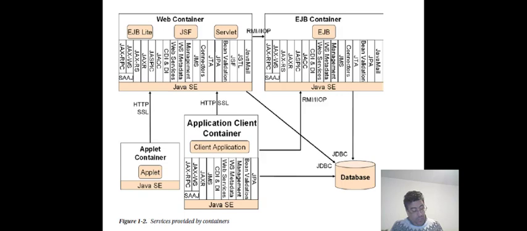JavaBeans Activation Framework. The JAF API included in Java SE provides a framework for handling data in different MIME types. It is used by JavaMail.